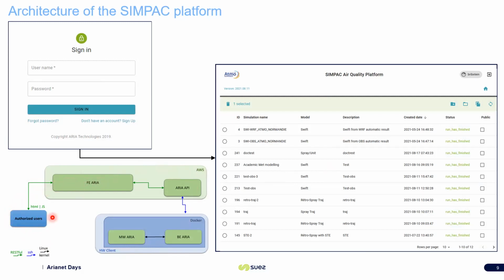So here is the web browser used by the user, and the user connects to a web server, currently on AWS, that then exchanges information with a computational server that carries out the simulation on a virtual machine, in order to simplify the installation, the deployment, and the update of the computational server from one machine to the next.